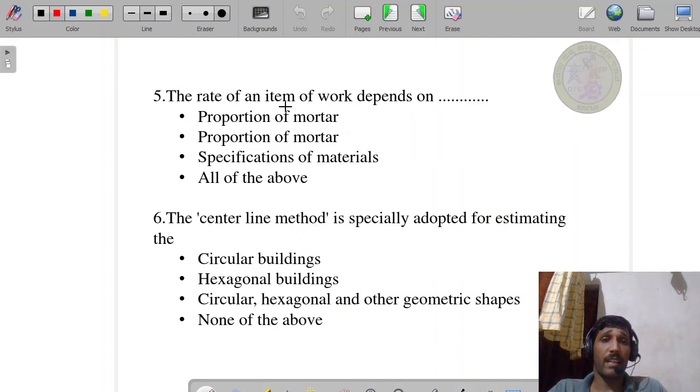Next, the rate of an item of work depends on dash. Proportion of cement, proportion of mortar, specification of materials. Which is the correct one? All the above is the correct answer.